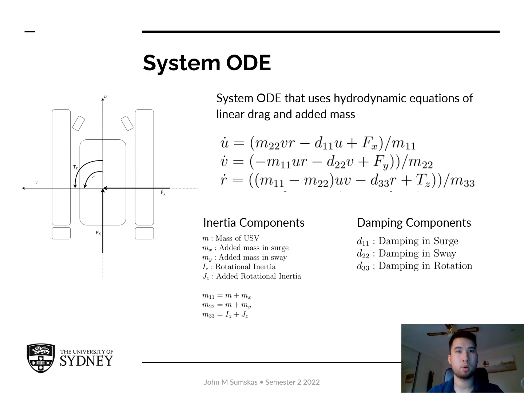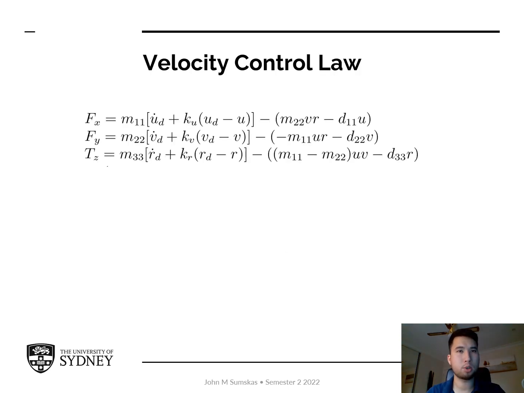Ordinary differential equations were generated to define the system in surge, sway, and heading rate space, modeling the hydrodynamic effects from added mass and linear damping from the water. From this, a control law was developed to produce a force and torque from desired surge, sway, and heading rate.